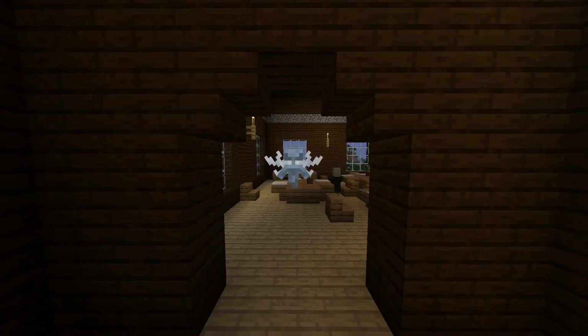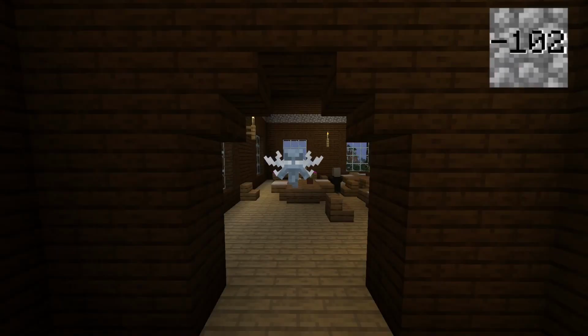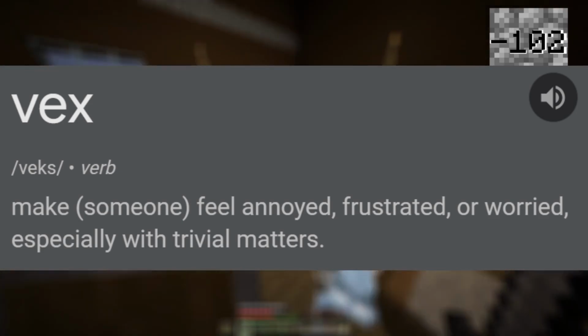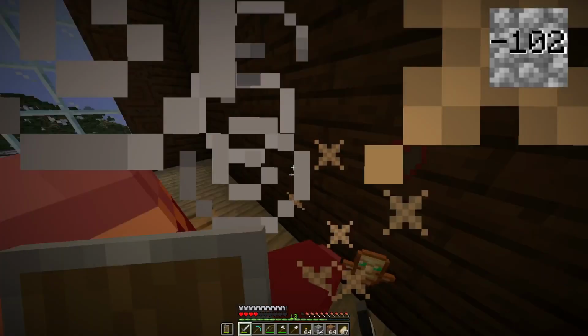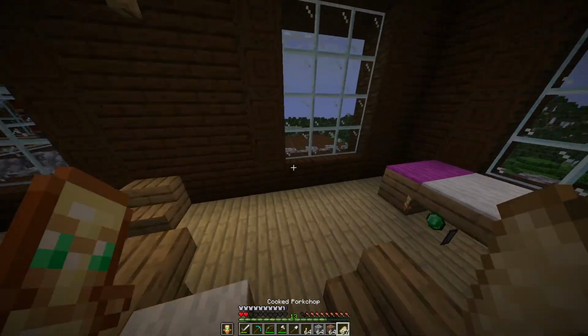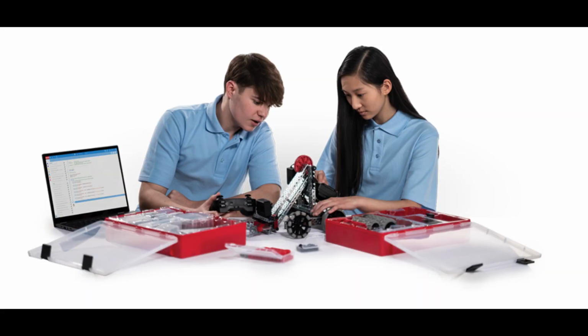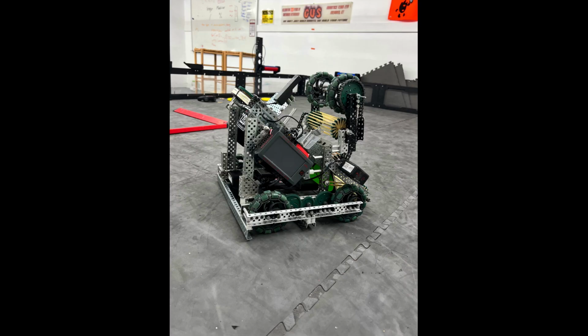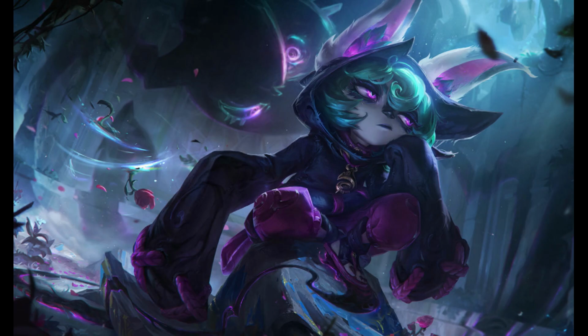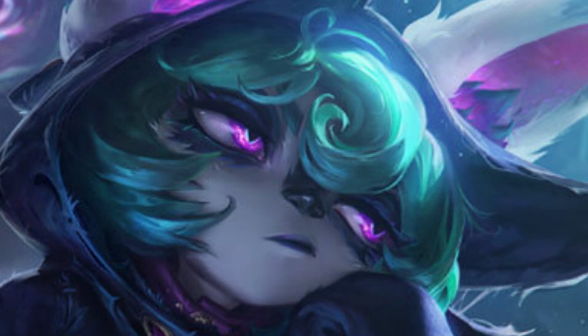Next up is the Vex, negative 102 points. Vex means to make somebody feel annoyed, frustrated, or worried, especially with trivial matters. Which, yeah, I feel like that's how most people would describe Vexes. On Google Images, there's a lot of this small robot creating toy. This looks cool, I would want this. But there's also League of Legends. But I don't want that.